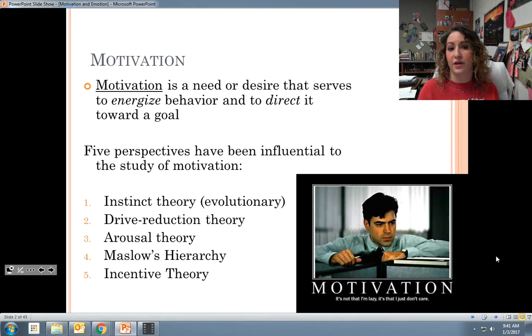Why are you motivated to read? Do you enjoy reading? It gives you intrinsic motivation. Or are you extrinsically motivated because you're going to be tested on the reading material later? So most behaviors that we do, most things that we do, we're typically motivated by the incentive theory. But there are some things that are motivated by arousal or hierarchy or drive reduction or even instinctual motives as well.